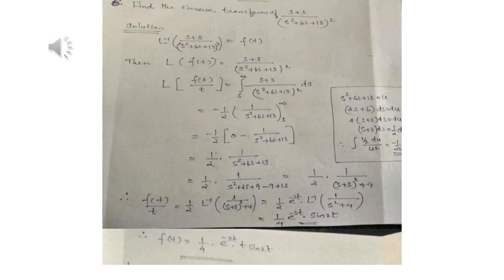So it is minus 1 by 2, then giving the limit 0 minus 1 by s square plus 6s plus 13. So the answer is 1 by 2 into 1 by s square plus 6s plus 13. Okay, so now we need to make this denominator a perfect square.